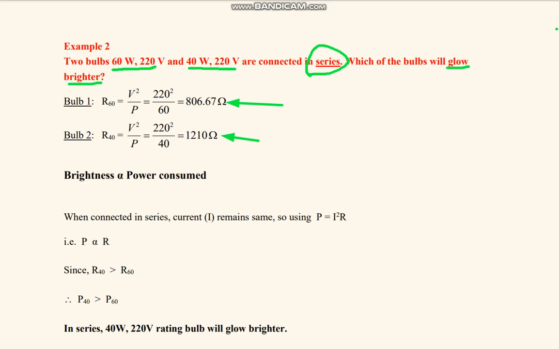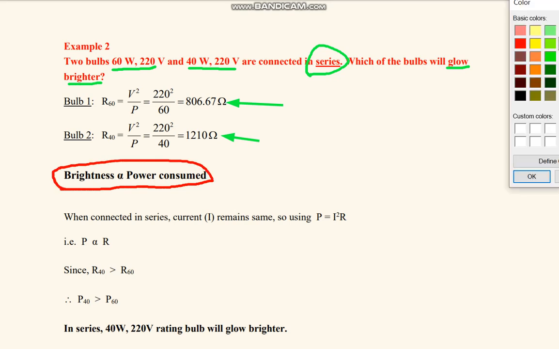Now these two bulbs are connected in series. So students, to calculate the extent of brightness, please keep in mind one thumb rule, that is brightness is proportional to the power consumed. The more the power consumed, the more is the brightness of the bulb. So here, if we can find the power consumed, we will say which one will glow brighter. More the power, more will be the brightness. So we will calculate the power consumed by each bulb when they are connected in series, and then from that we can infer which one will be brighter.